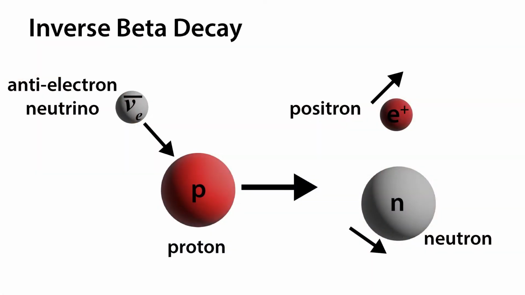Now, inverse beta decay is when an anti-electron neutrino comes in and strikes a proton, and of course water has lots of protons. When that happens, the proton is converted into a neutron, and a positron, an anti-electron, is emitted. And this gives you two signals.